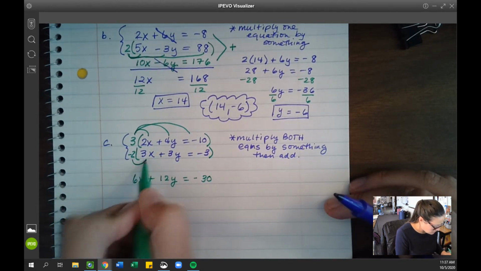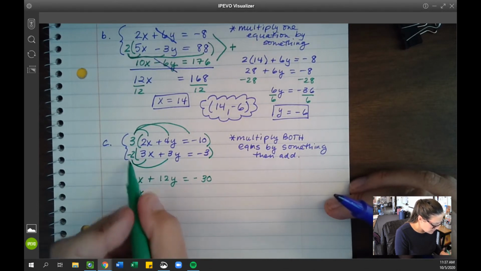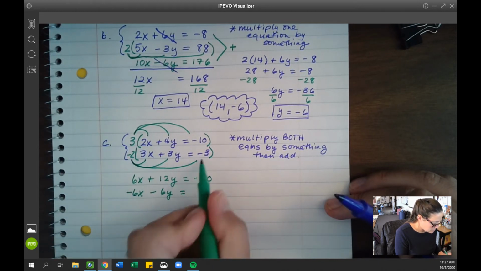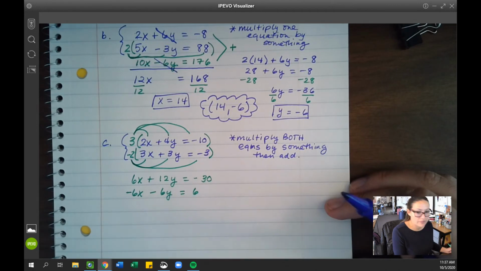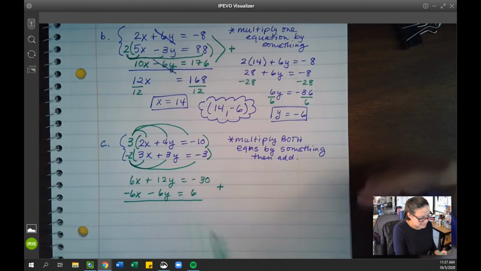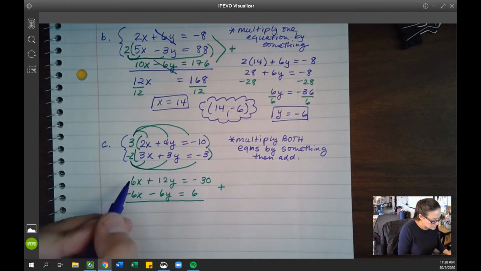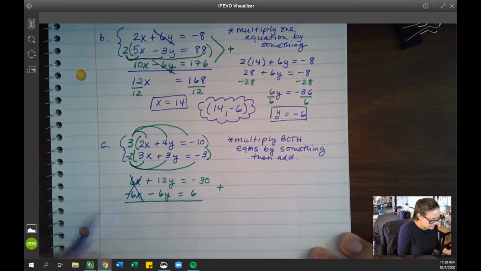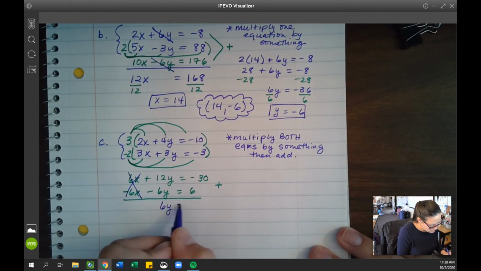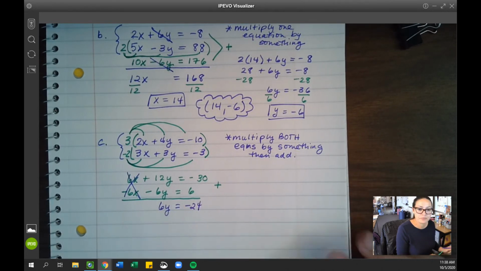And I'm going to do the same thing down here. Negative 2 times 3x is negative 6x. Negative 2 times 3y is minus 6y. Negative 2 times negative 3 is a positive 6. And now I can add these together. And again, we're going to add every single thing. So 6x and negative 6x, that eliminates. 12y and negative 6y is 6y. Negative 30 plus 6 is negative 24.